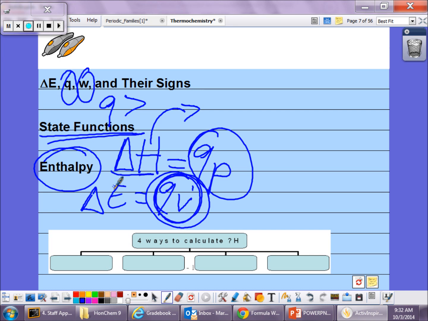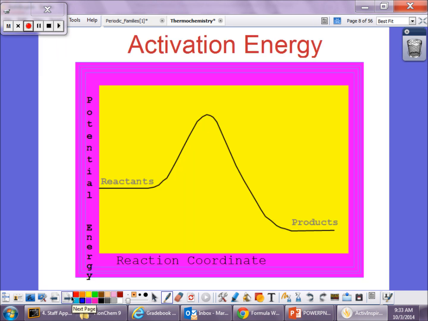So I need for you to look at this little graphic organizer right here. We will be using 4 different ways to calculate delta H. Okay, 4 different ways to calculate a change in enthalpy. And let's go ahead and start with those 4 ways. We may not have time to cover all 4 today. We will not. But let's start. Here's number 1. Okay, before that, these are the last 2 pages, I think I got them from honors chemistry from last year.